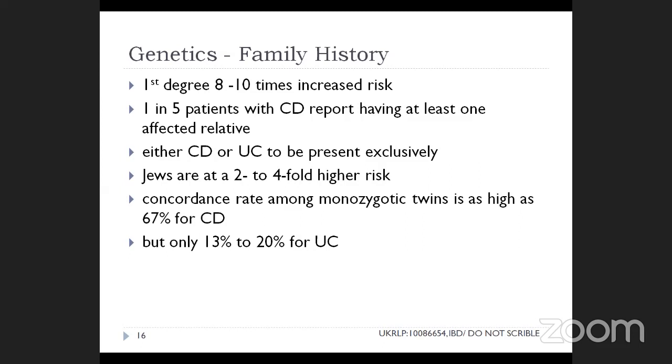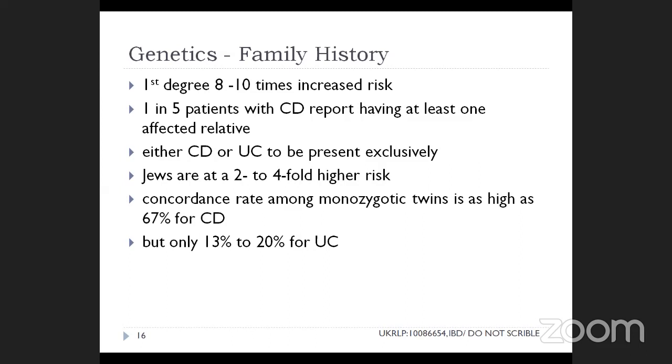So it can be either Crohn's disease or ulcerative disease, and Jews are at 2 to 4 fold higher risk, and the concordance rate among monozygotic twins is as high as 67% for Crohn's disease. And if it is ulcerative colitis, relatively they have less risk.